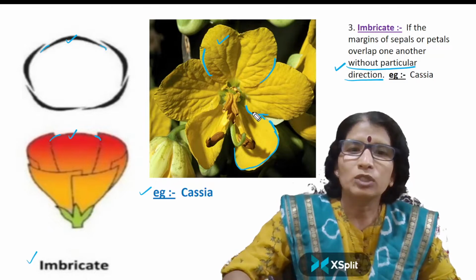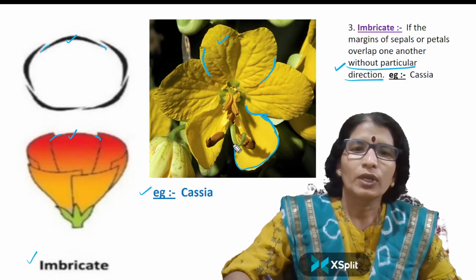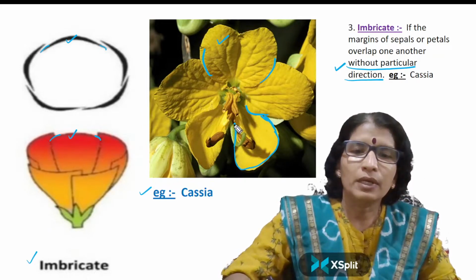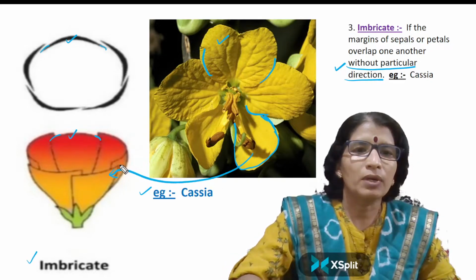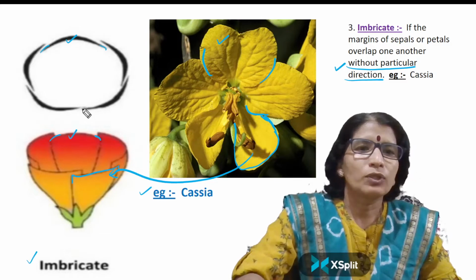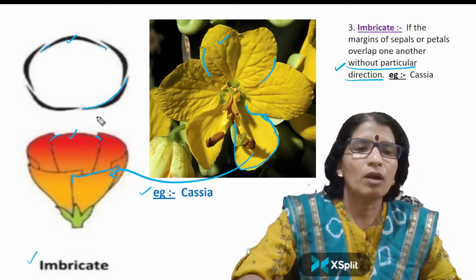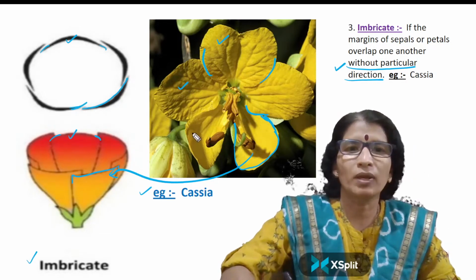That means this petal is overlapped by this petal. Here also this margin is completely outside. So this petal is equal to this one. 2 margins are completely outside. So this petal is equal to this one. 2 margins are completely outside. And the remaining 3 petals, 1, 2 and 3.